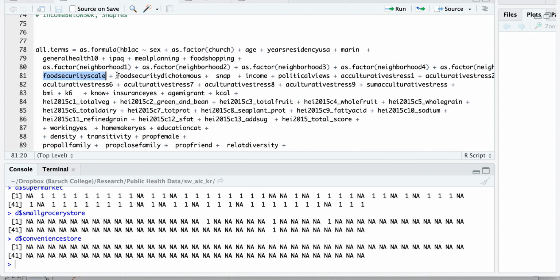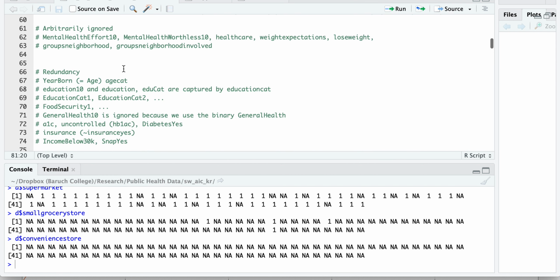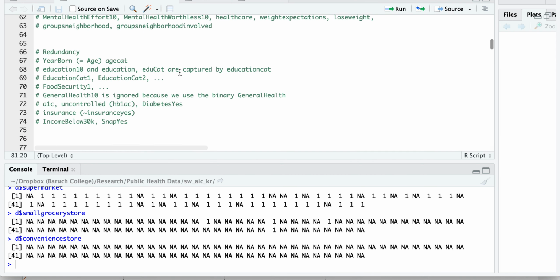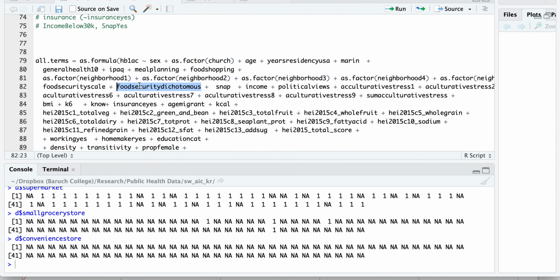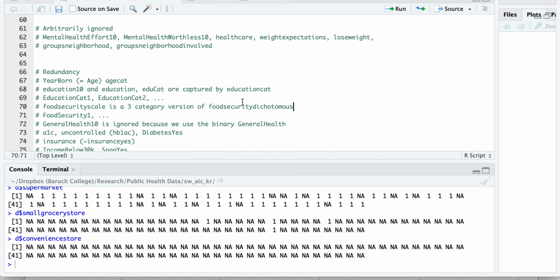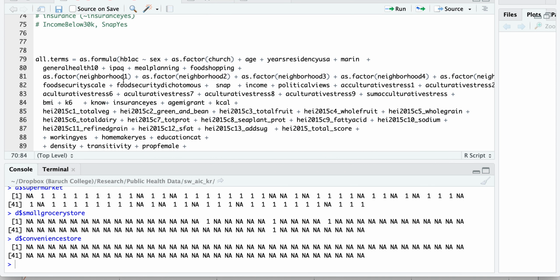And let's say, okay, let's say we remove this, because food security is a three category version of here. Okay, so let's just remove this.